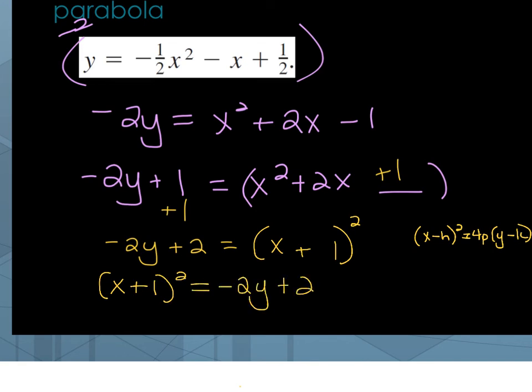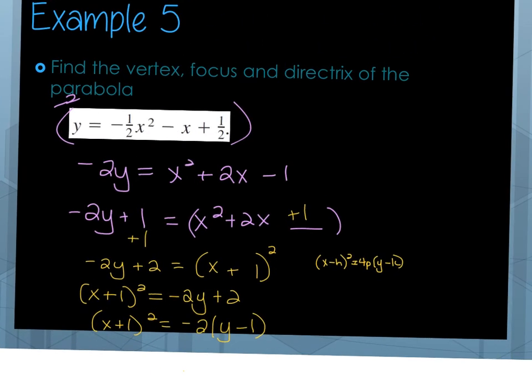And then this goes back to that question that you had, Nicole. There can't be anything attached to that y, so I would factor out the negative 2. So I'd get (x plus 1) squared equals negative 2(y minus 1). And now I've got an equation in standard form.